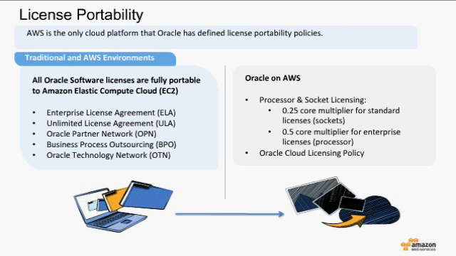There's a full licensing policy document on the Oracle website, so it's provided by Oracle, not AWS. Essentially what it boils down to is a 0.2 core multiplier for standard editions like SE1, SE, and a 0.5 multiplier for Enterprise Edition. It's one of the unique things with Oracle. In fact, this is a unique policy that they have with AWS for running on our cloud.